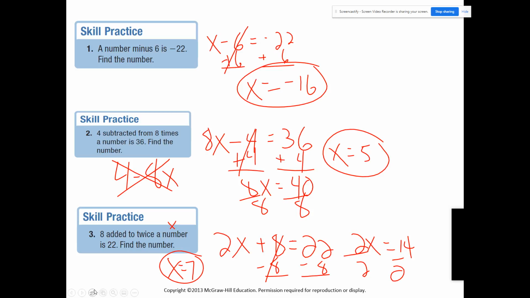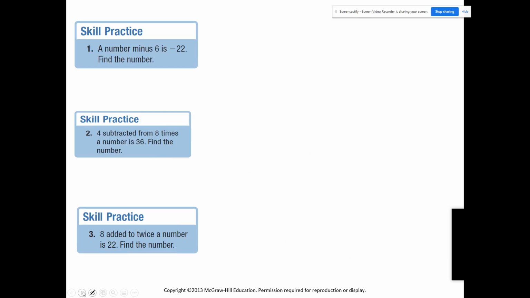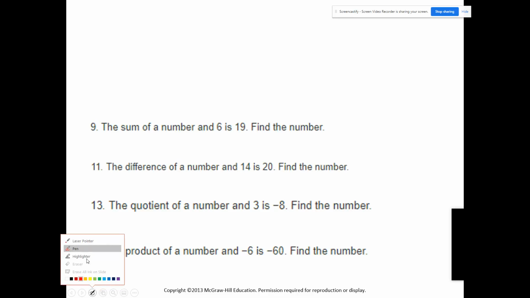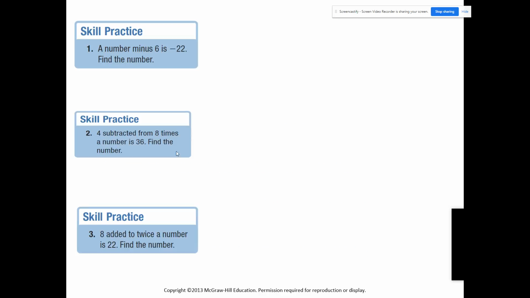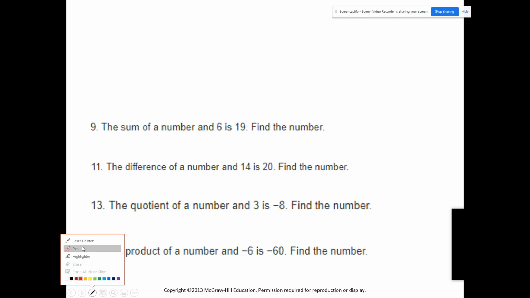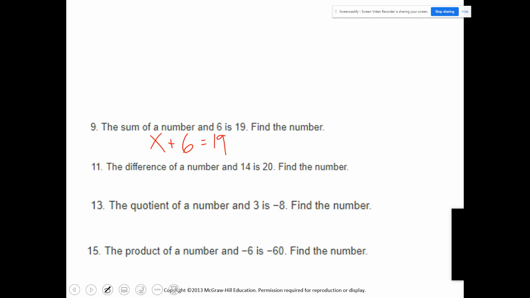Let's do a couple more. The sum of a number and 6 is 19. So the sum, sum means add. So we don't know what the number is, but we know if we add it to 6, we're going to get 19. We subtract 6 from both sides. And we get x equals 13.